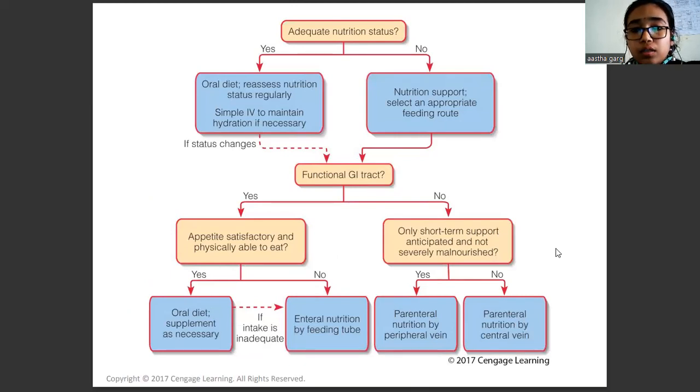Whenever a patient is admitted into the hospital, one thing that would be firstly considered is whether the patient is in good nutritional status or not. There would be two conditions. Yes, the patient is in good nutritional condition, and the second condition would be no, the person is not in good nutritional condition. So, if the patient is in good nutritional status, and he is even able to take the food orally, then oral diet is given to the patient, and simple methods of hydration and different things are considered.